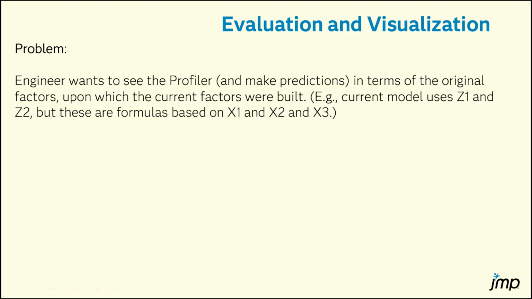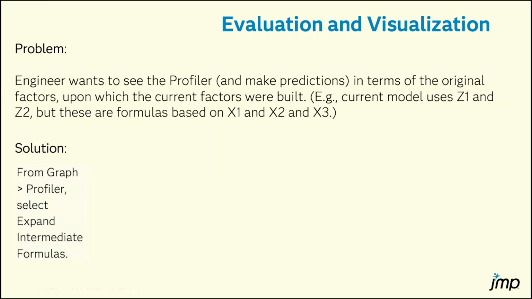Okay, here's a weird one. This is a little bit different than what we've looked at, and I'll give you a different example for this one. It might be the case that you have built a model on factors, like maybe my model uses Z1 and Z2 as my factors. But Z1 and Z2 are actually functions of other factors. This happens a lot if you do transformations of factors. You might fit the model on the transformed version, but really want to look at it in terms of the original. This is very easy to do in JMP, so let's do that.